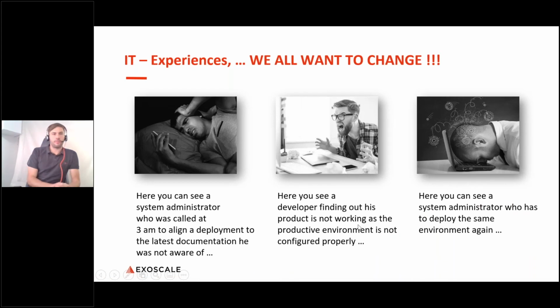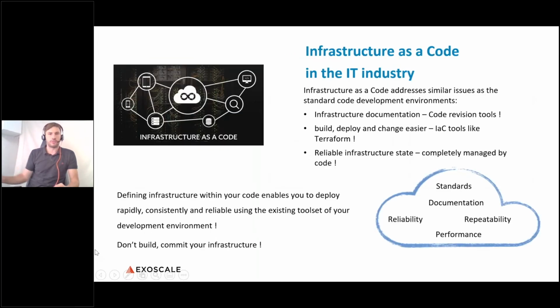So first, we all know those experiences in current environments, like you getting called because the deployment went wrong based on documentation that was outdated or old, or you weren't aware of, and you need to fix it. Then you have the developer who finds his application not performing well or not running at all because the production environment was not built and configured as he wanted it to be. As well as there's always those deployment jobs you have to do again and again and again. So what to do about those topics?